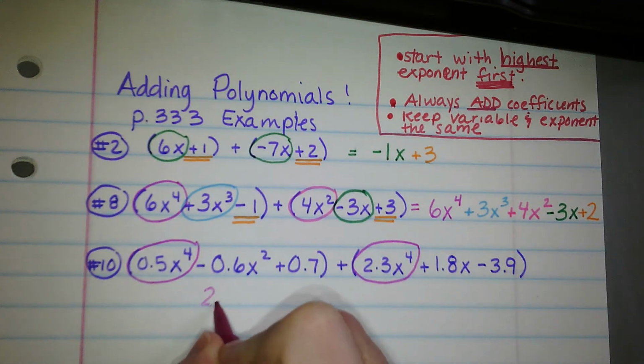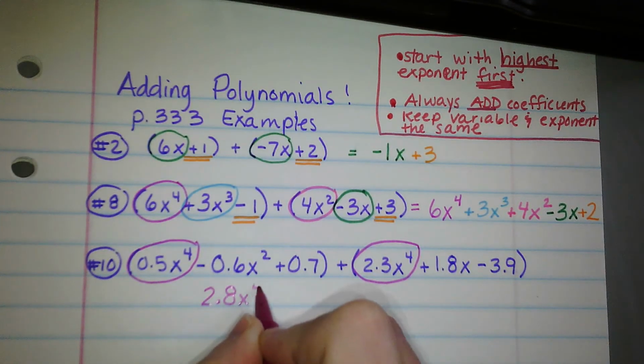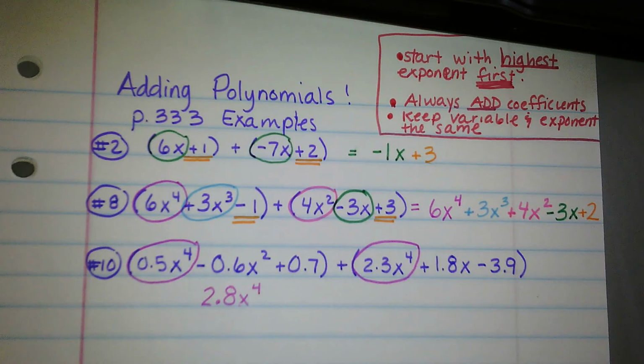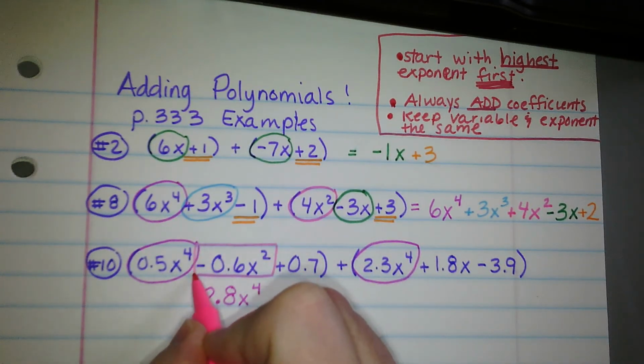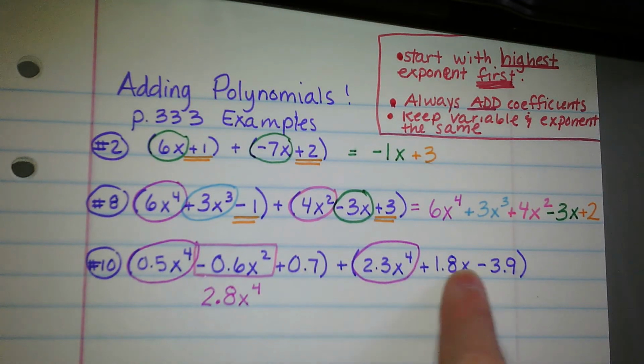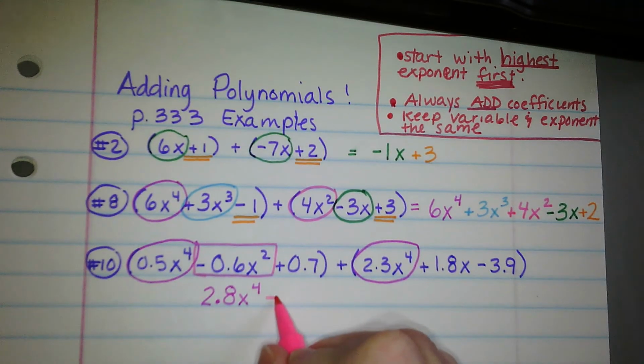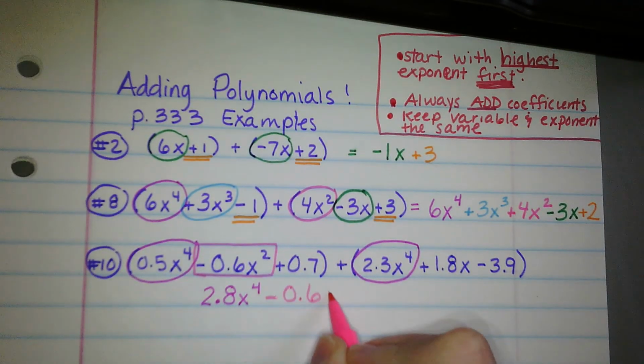I'll do it underneath. Then what we want to do is take the next term and scan. So the next term I'm looking for is x to the thirds. So I've got an x squared, no x's here, an x, and no x's here. So there's no x to the third, so we can skip that one. And we're going to go straight to x squareds. I know I saw an x squared in here. There it is. And it's not being added to any other x squareds, so I'm just going to bring it down. Negative 0.6x squared.